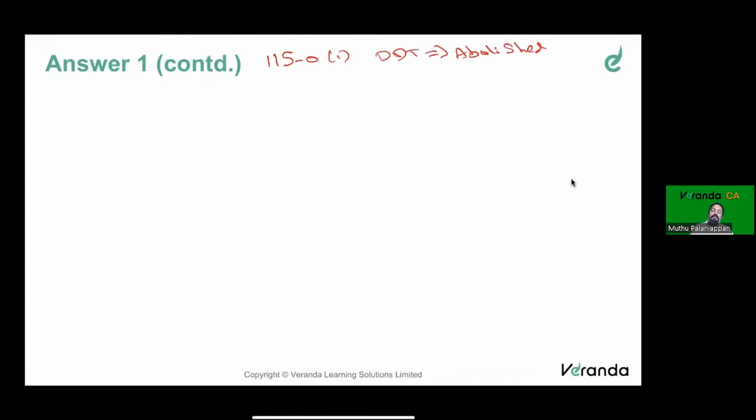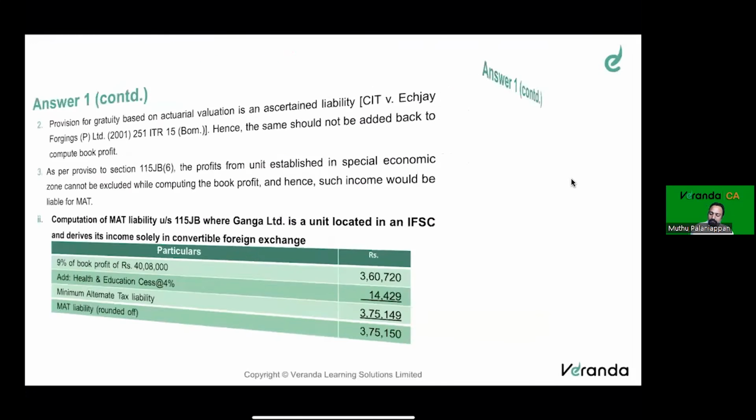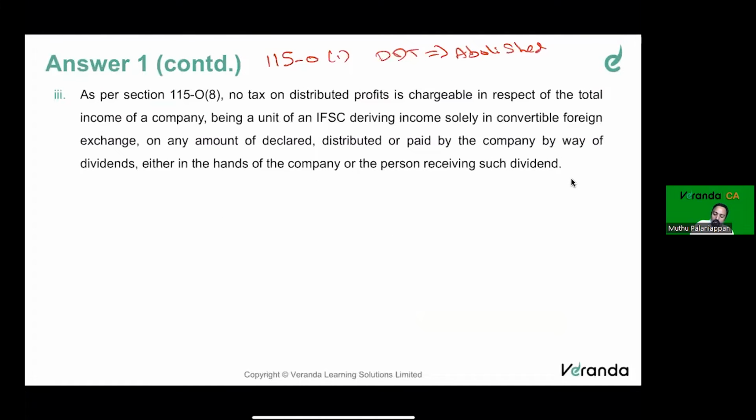That dividend distribution tax is not there. But there is another subsection of 115O, which is 115O(8). This subsection starts with the words notwithstanding anything contained in this particular section. So whatever has been contained in the section, ignore that. You take whatever is provided here as the actual provision. So whenever it is related to an IFSC, subsection 8 comes into picture and you need not go into subsection 1.